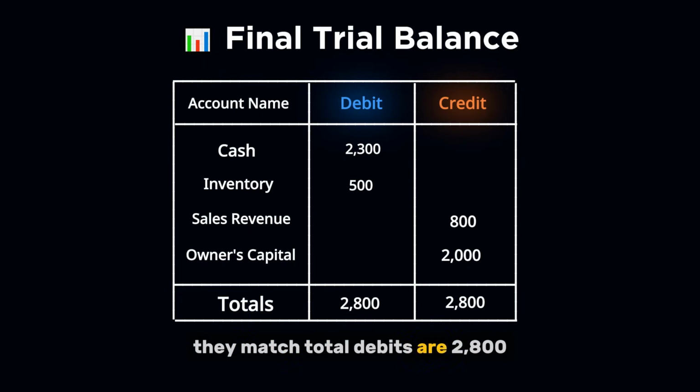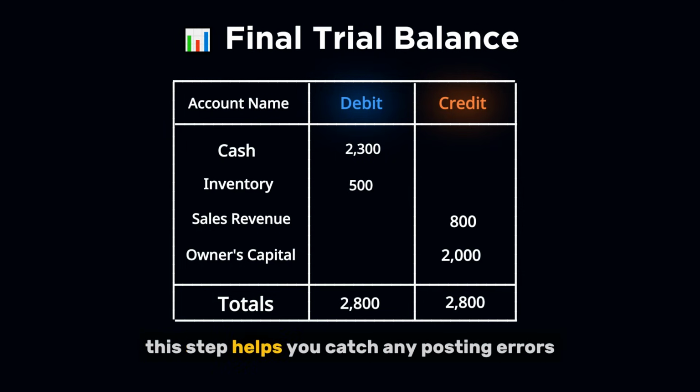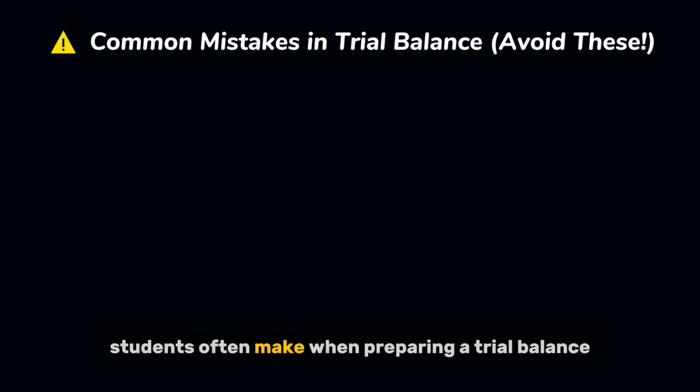When we add up both sides, they match. Total debits are $2,800. Total credits are also $2,800. That's what we want. When both sides balance, your trial balance is correct, and your books are in order. This step helps you catch any posting errors before moving on to financial statements. Let's keep going.